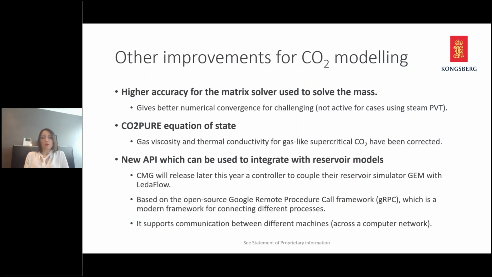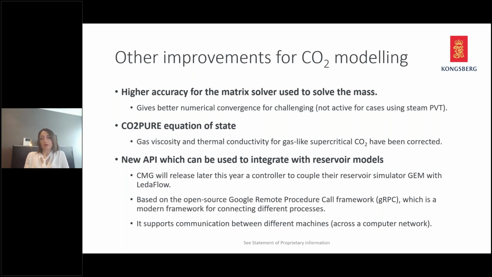When working with single components, we are using what we call the old solver, and the matrix solver that was used to solve the mass was not accurate enough when working with CO2. So we have improved the accuracy by using a higher precision. This comes at the expense of simulation time, but at least the accuracy is much higher.